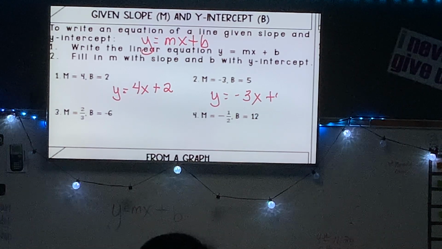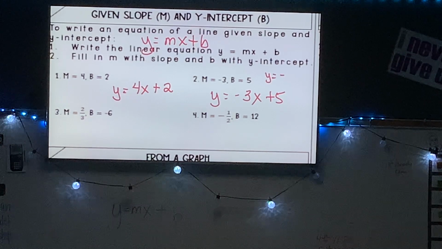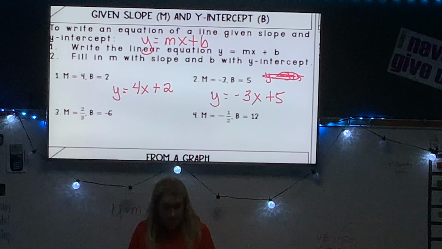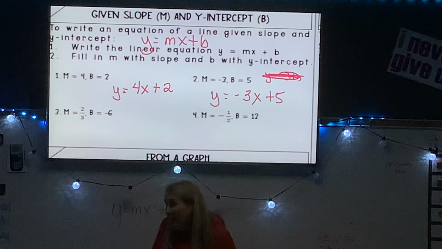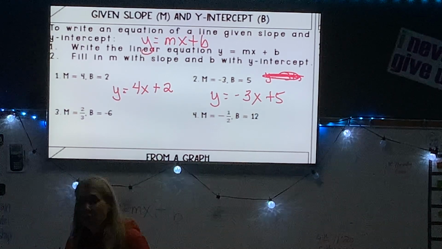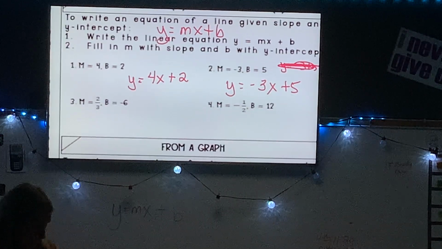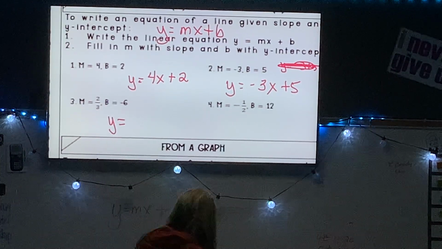+5. Do not write it like this. If you do that, don't even write that on your paper. If you do that, you're telling me y is 2. Do you see? Because you would combine those because they didn't have a variable. Do not forget to put your x. Okay? 3.